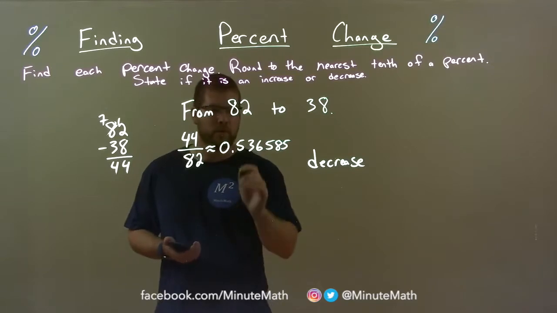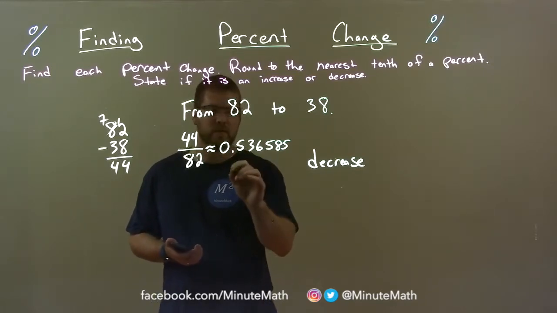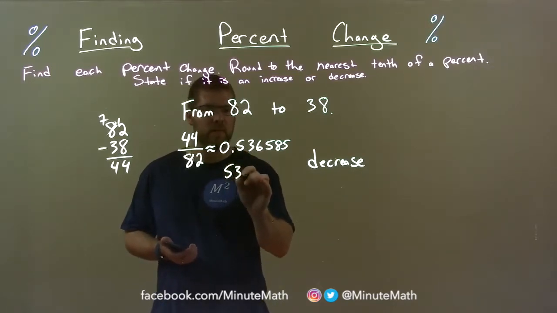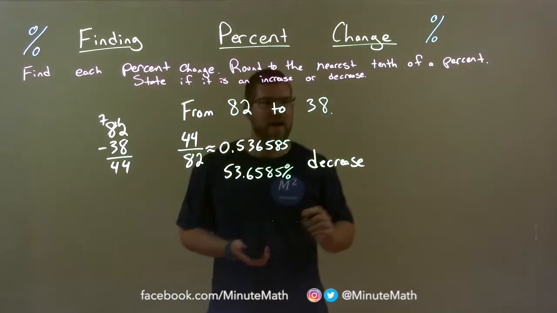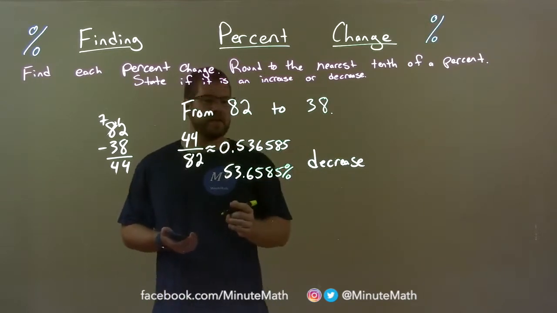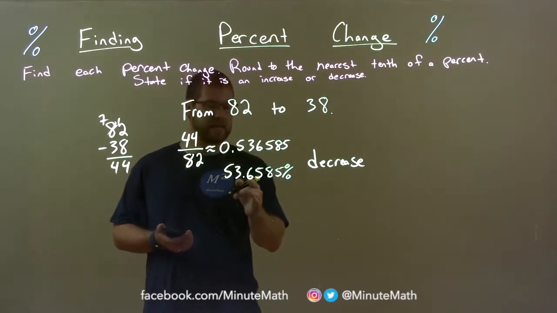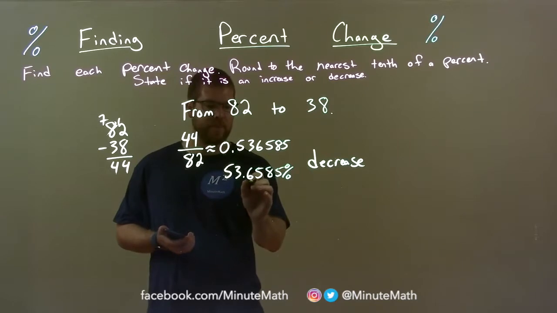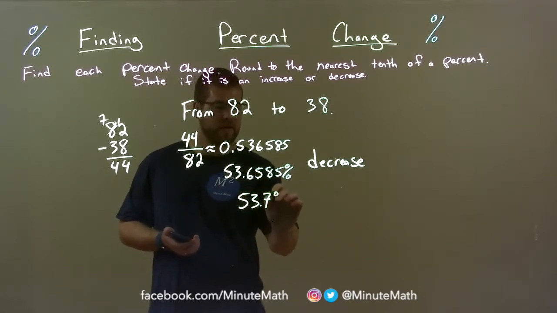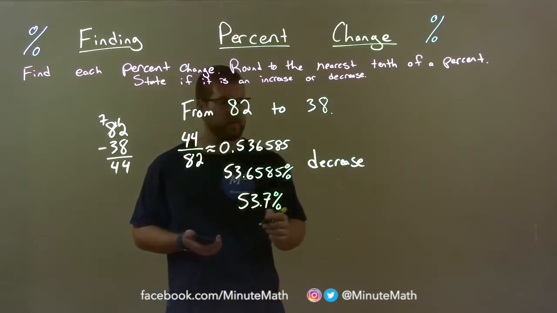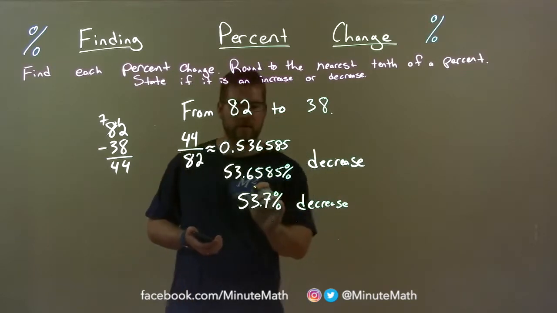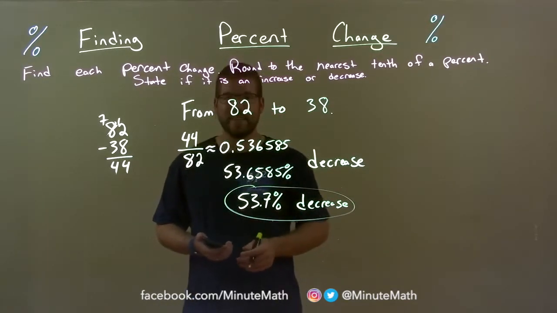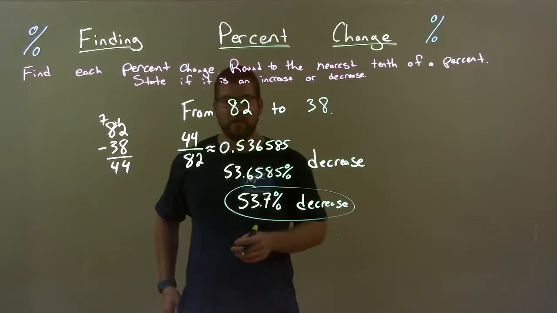So to convert that to a percent, we move the decimal place 2 spots to the right. So we have 53.6585%, okay? Then they also say round to the nearest tenth. So we look at a tenth of a percent. The 6 right there is the tenths place, right? 5 makes it round up, so we have 53.7%, right? Round the 6 up to 7, and then that's a decrease, like we said. And so we have 53.7% decrease as our final answer.